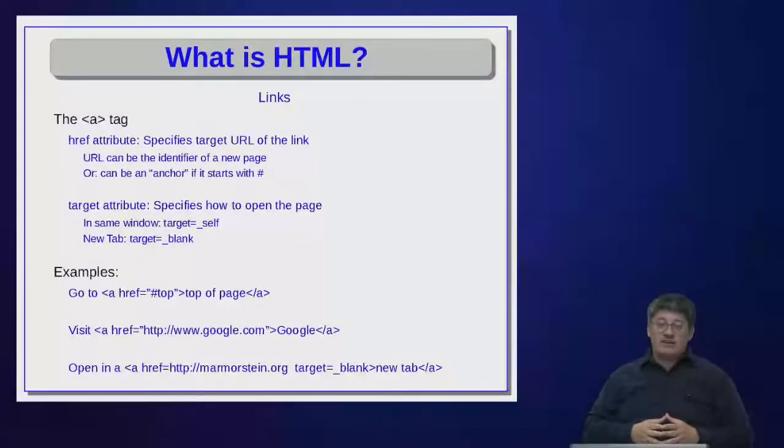And then at the bottom, we have an example of how to open a page in a new tab. If you click on the words new tab, then marmorsney.org will open because of the href attribute, but it'll open in a new window or new tab because the target is _blank.